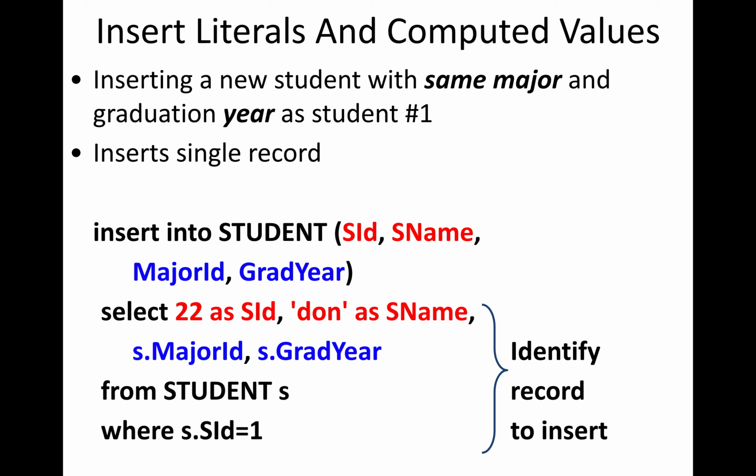Here's another example that retrieves students that are in the same major with a particular graduation year of a particular student. Okay. So here, again, we have a second select statement that is calculating this, and then copying it over into this student table. Okay.